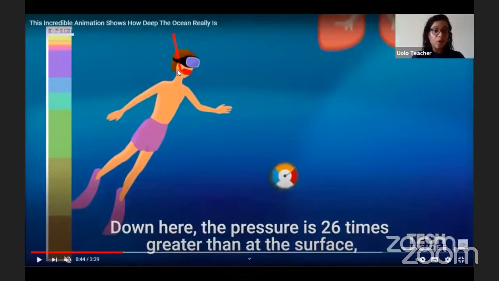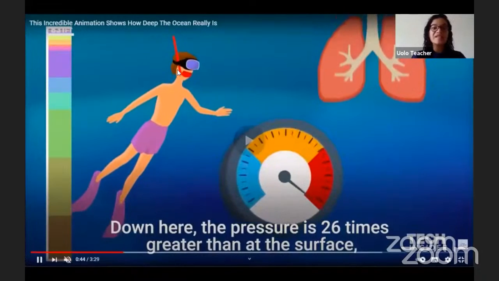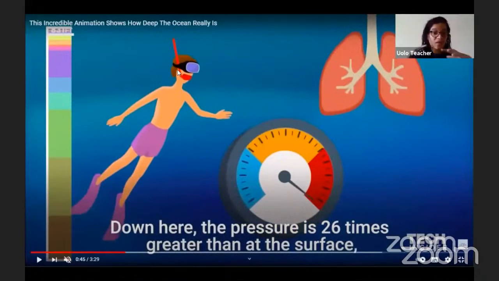Okay, so at this point, the pressure is 26 times that on the surface. Like right now, you're feeling some pressure. You can't actually feel it. You know why? Because there is some kind of pressure inside our body as well. So pressure from inside, pressure from outside, no pressure is felt. But as you go deeper down, the pressure increases 26 times.